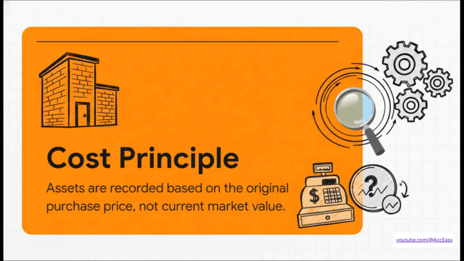Then we've got the cost principle. This says you record an asset, like a building, at what you originally paid for it, not what it might be worth on the market today. Now that might seem a little weird, right? But what it does is prioritize objective, verifiable data over these subjective, wild market swings. It stops a company from suddenly looking twice as valuable just because it's caught in a real estate bubble.